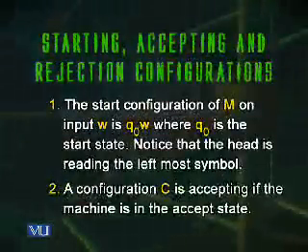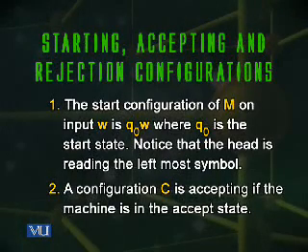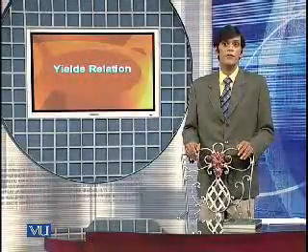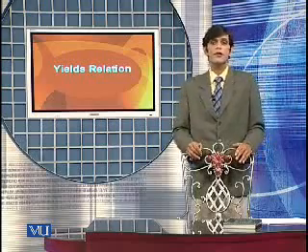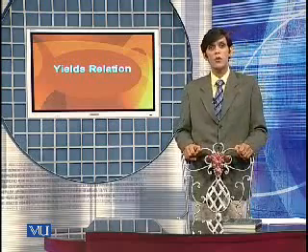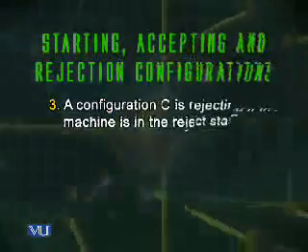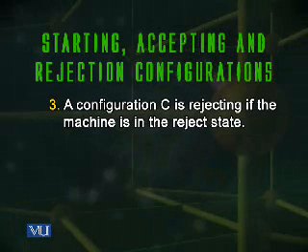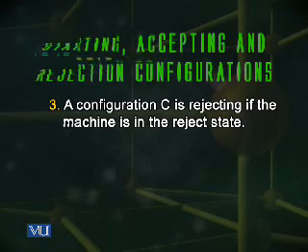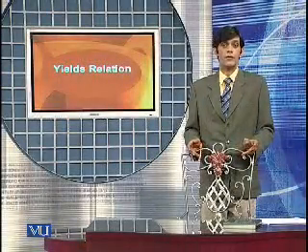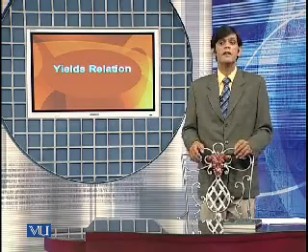Another kind of configuration that is very important is called the accepting configuration. In an accepting configuration, the machine reaches the accept state. So any configuration of the form U, QA, V is called an accepting configuration. Another configuration that is going to be very important is called the rejecting configuration. These are all configurations in which the machine has reached a reject state. They have the form U, QR, V.